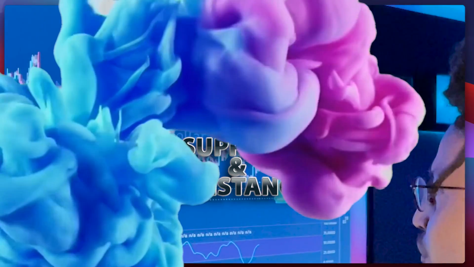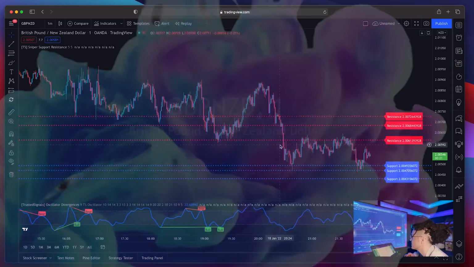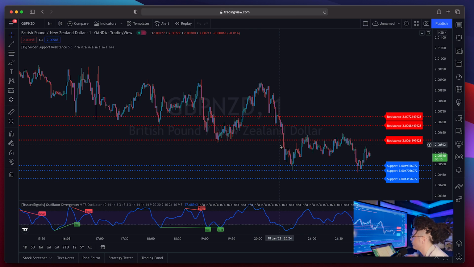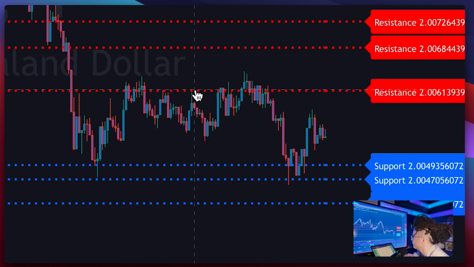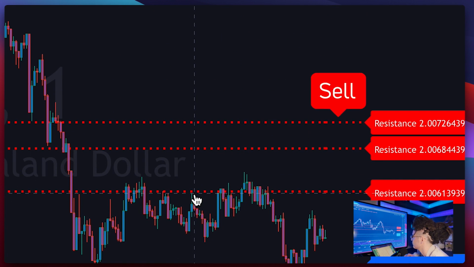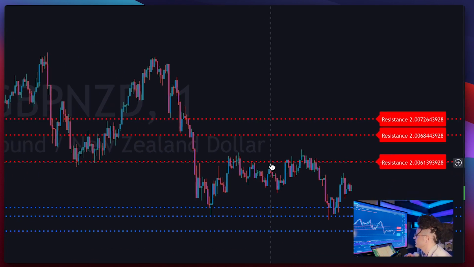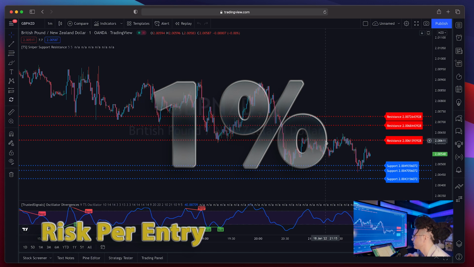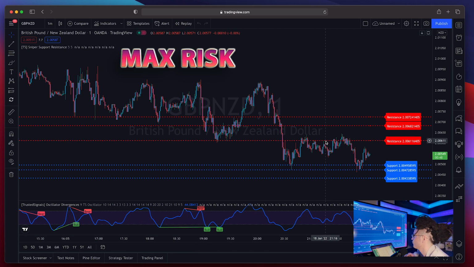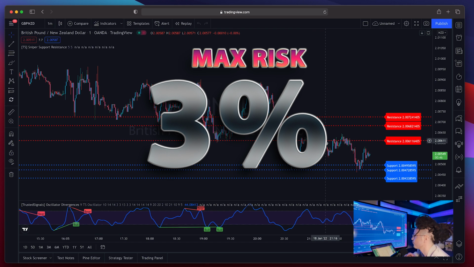Here we have GN pulled up on the 1 minute chart with sniper support and resistance. And the way this works, we have 3 different entry points. The blue lines are going to be your buy entries and the red lines are going to be your sell entries. One of the things that I like to go over is risking only 1% per trade, absolutely crucial to protecting your account, and with a maximum risk of 3% per 3 trades.